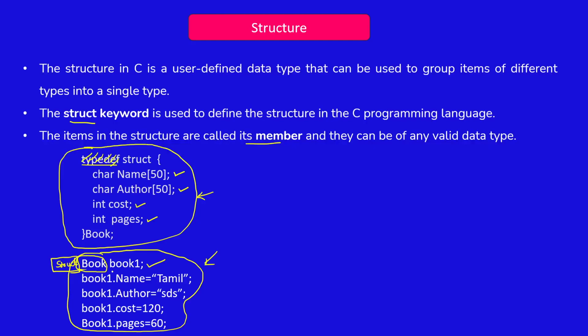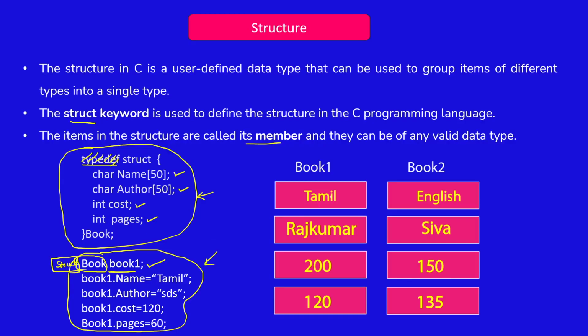So you may ask, what is the reason for using the name book one? Because there are different types of books. I don't only want to store the details for one book, I would like to store the details for multiple books. Then you have to define each book with book one, book two, book three, like that. Then now I can store the details of book one, like book one dot name. Here the dot represents the member access operator. Here the name represents the name of book one, author of book one, cost of book one, pages of book one.